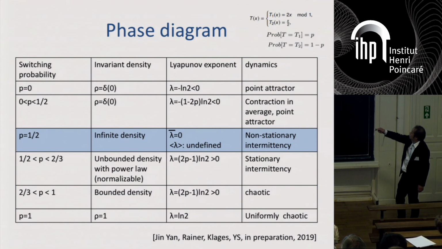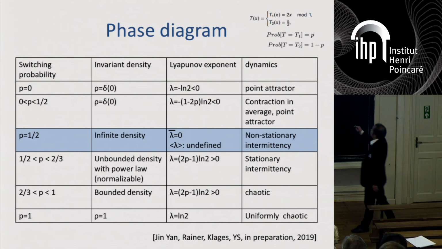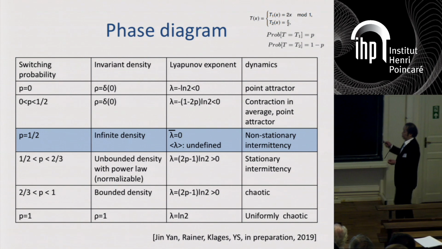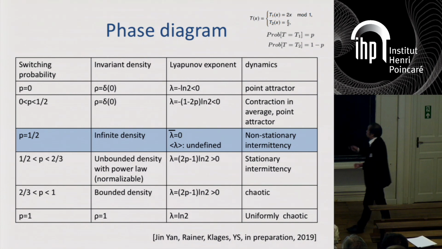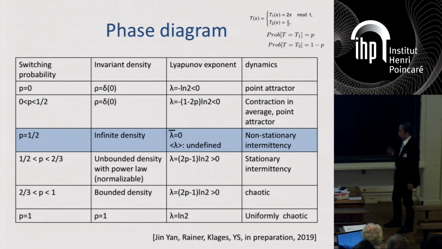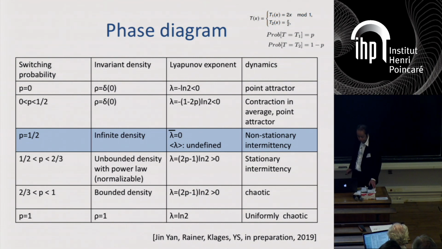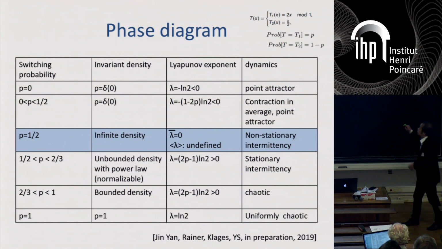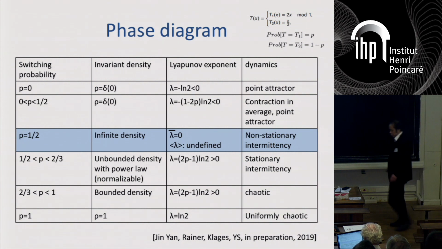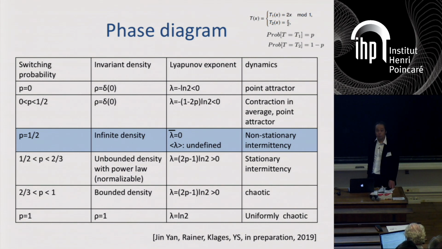And for 1/2 to 2/3, we have the Lyapunov exponent positive, and we have stationary intermittency. Stationary intermittency means unbounded density at the point 0, the stagnation point, with a power law. But the distribution is normalizable, so it's not a non-stationary infinite system. It's stationary, but intermittent. Then chaotic and uniformly chaotic. So this anomalous diffusion induced by noise is based on this property of this random linear map. It is based on infinite density and non-stationary intermittency. Otherwise, we don't have anomalous diffusion.